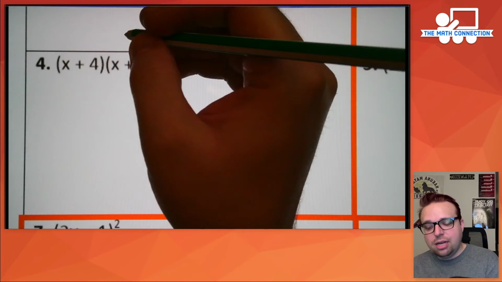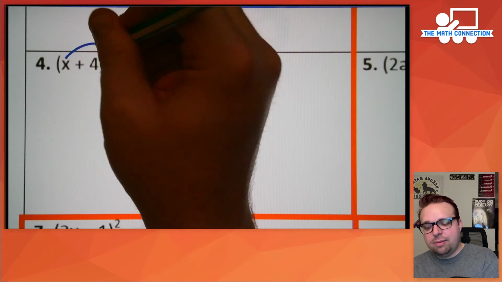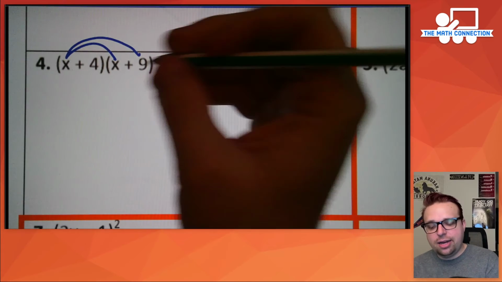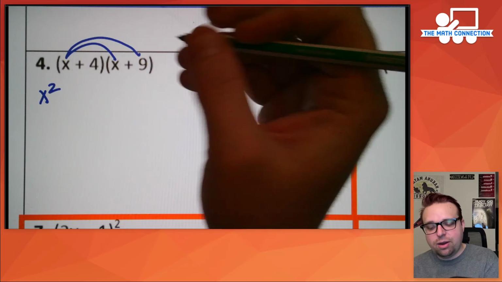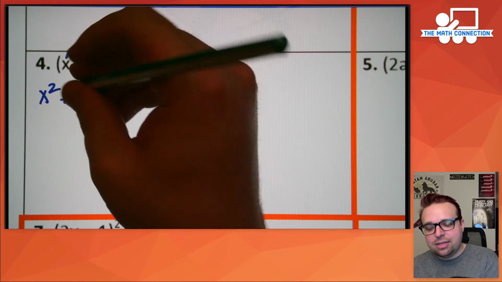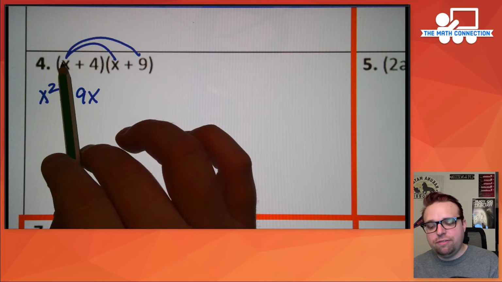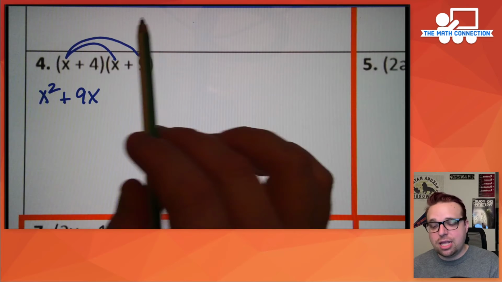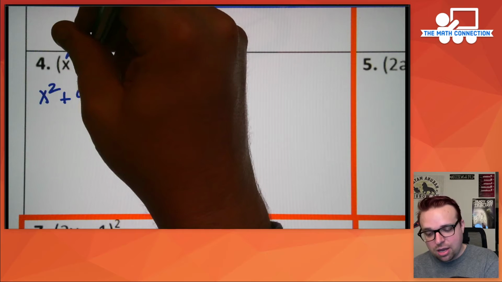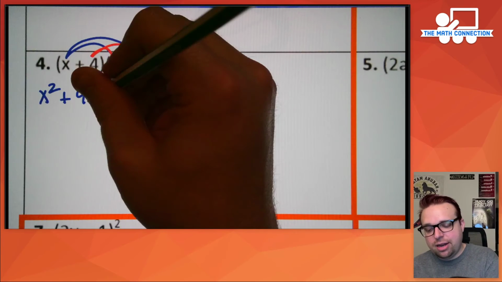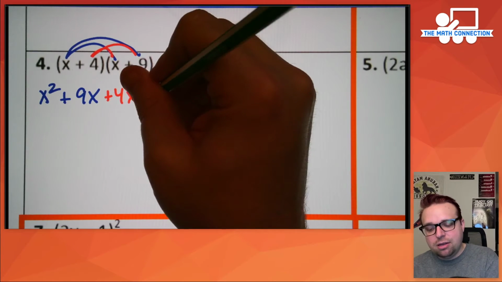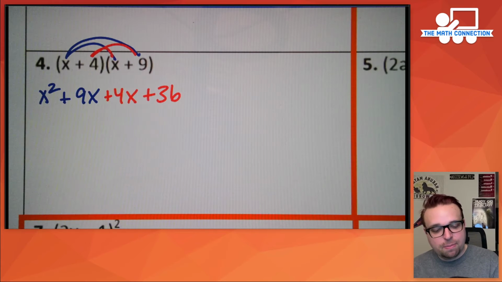Why not? Let's double distribute. So that would be x times x and x times 9. x times x is x squared, and we're adding x times 9, which is 9x. Double distribute means that you do the first thing times those things, and then the second thing times those things. 4x, 4 times 9. Plus 4x plus 36. Is there anything I need to do here?